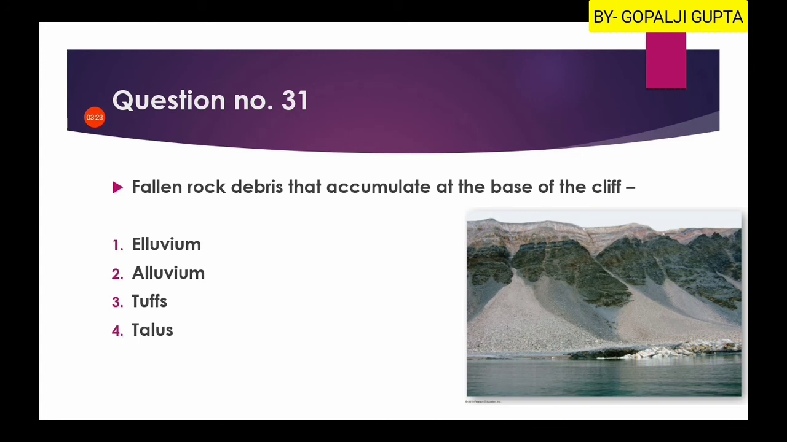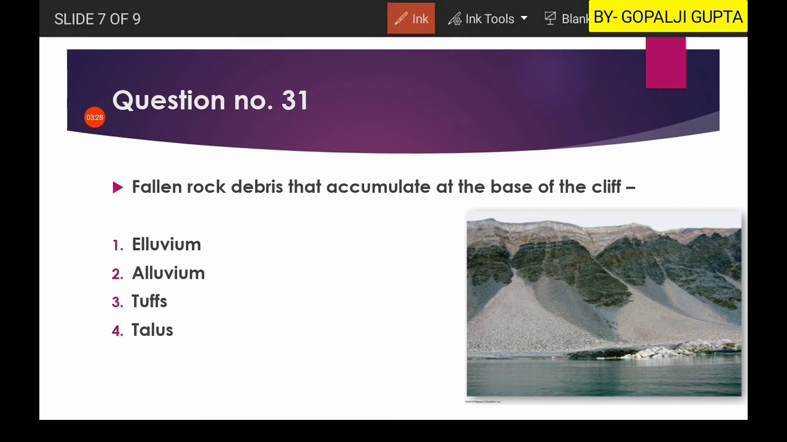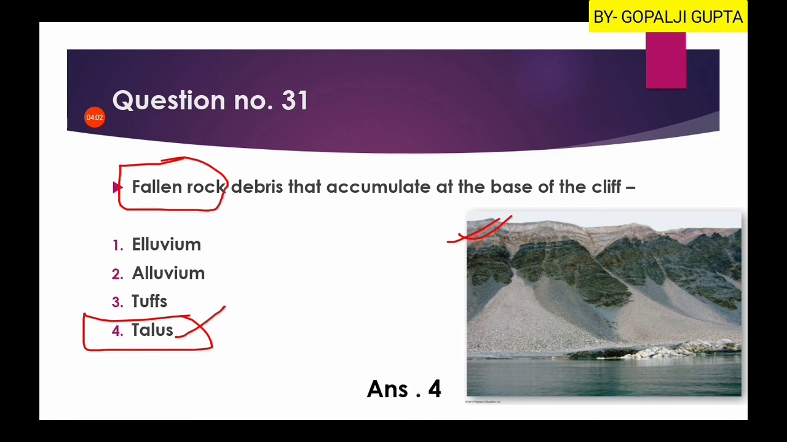Now question 31 is, fallen rock debris that accumulates at the base of the cliff. It is known as the talus. Now there may be confusion because it looks like alluvial fans, but there are differences: talus is fallen rock, while alluvial fans are related to the action of water. So talus and alluvial fans are different terms, but they look similar in appearance. Keep in mind the two different terminologies.